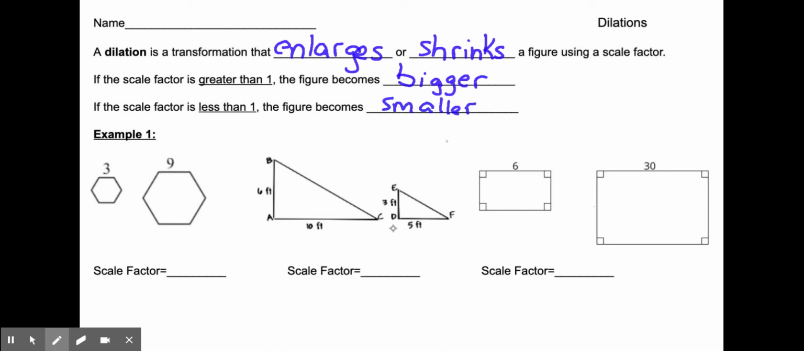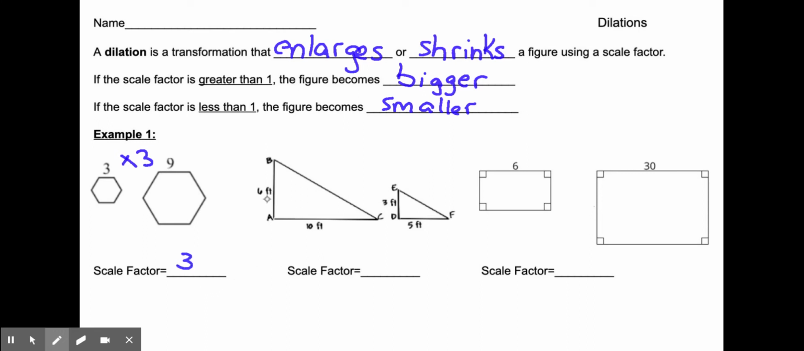Okay, so let's look at examples that have been dilated, and let's see if we can figure out the scale factor. So my original side is 3. My new side is 9. What did I multiply 3 by to get 9? It's 3 times 3, right? So my scale factor is 3.